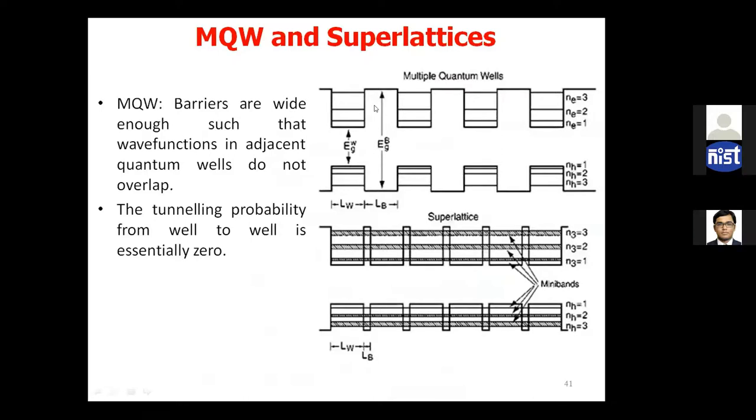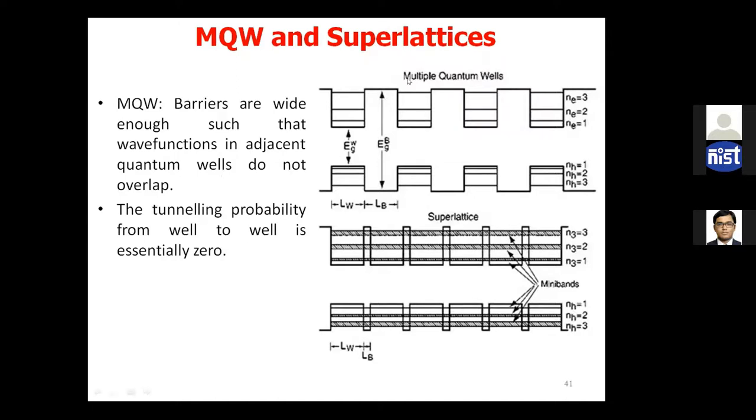If you take many wells separated by barriers, but they are separated with a very large gap, the barrier width is very large, the electron present in each quantum well will behave like an individual entity. There is no overlapping of energy level. And this multiple quantum well is used for laser technology also. I will show you in applications.